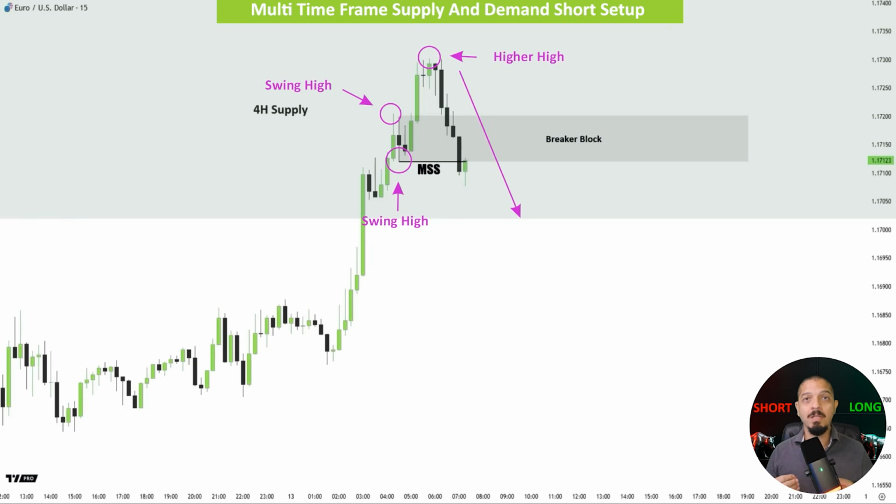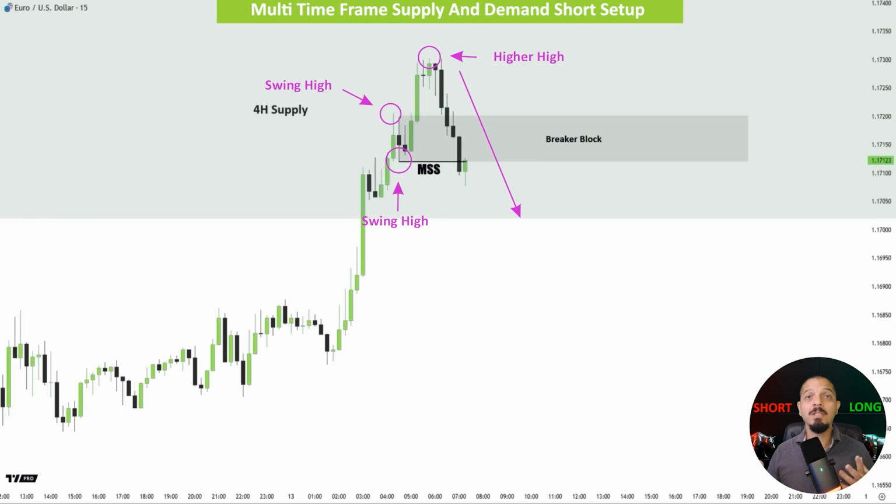Price initially created a swing high, then a swing low, followed by a higher high. Shortly after that, price sharply reversed and closed below those down close candles. This price action confirms the breaker block and adds a strong layer of confluence for entering a short position.